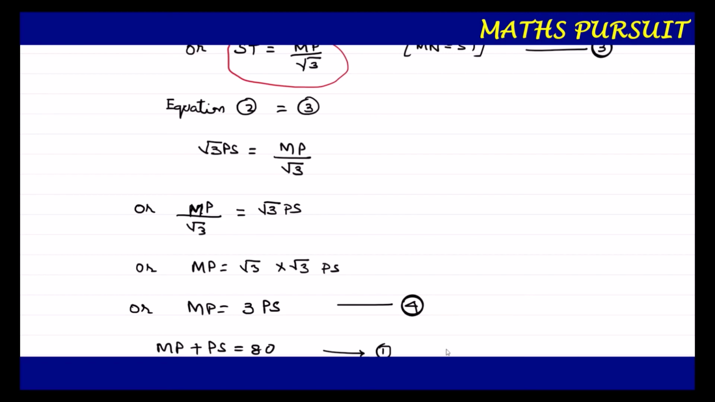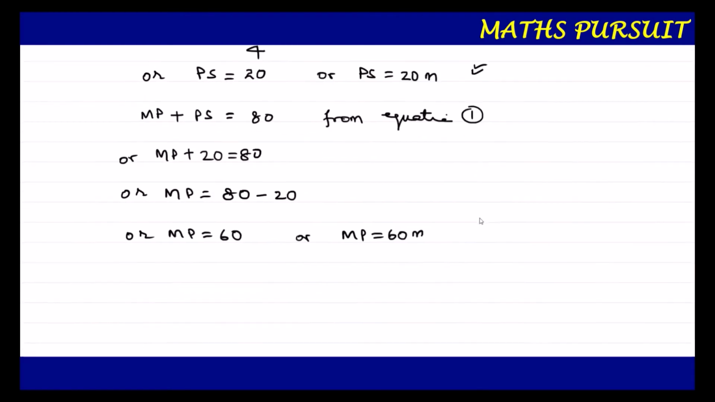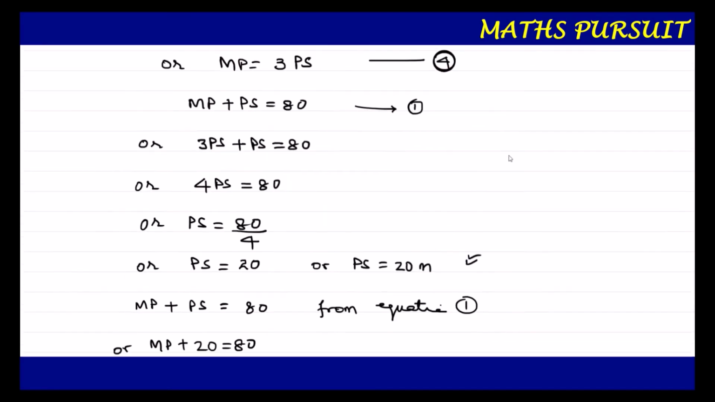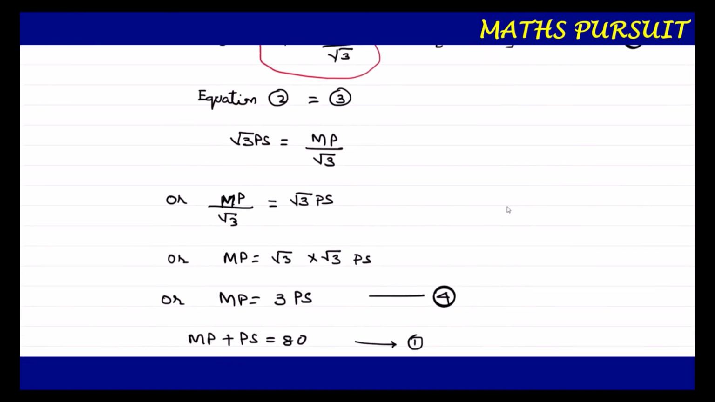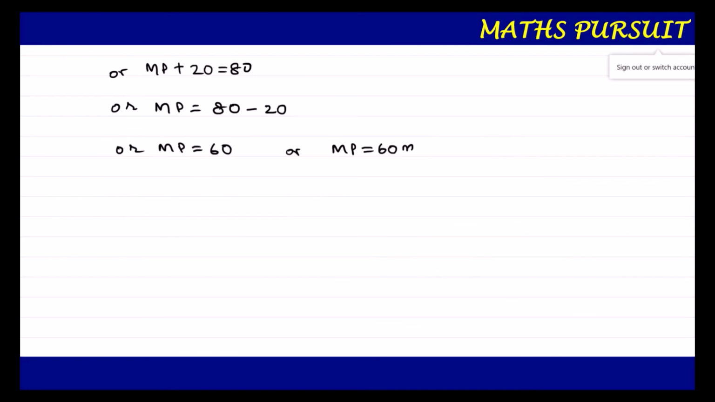Now let us take that one into consideration for finding the height. What we have? We have ST is equal to MP upon root 3. Now we got the value for MP. If you look here, we got the value for MP as 60. So I can write ST is equal to 60 upon root 3.